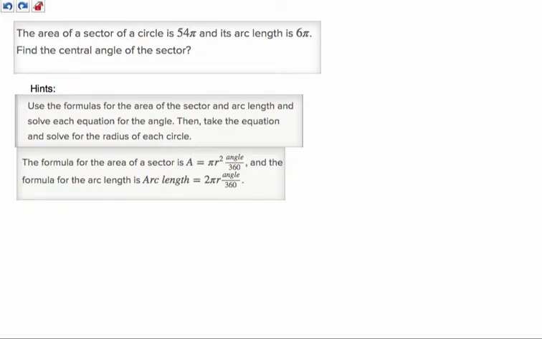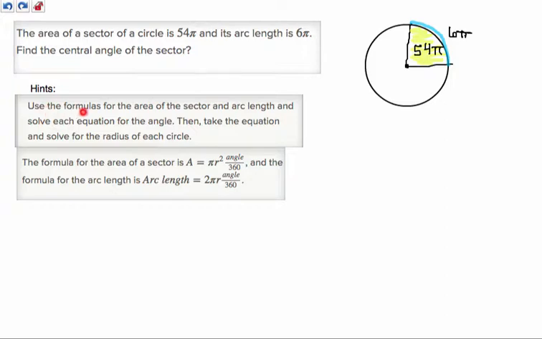The area of a sector of a circle is 54 pi and its arc length is 6 pi. Find the central angle of the sector. We want to find the measure of this central angle. And a central angle has its vertex on the center of the circle.